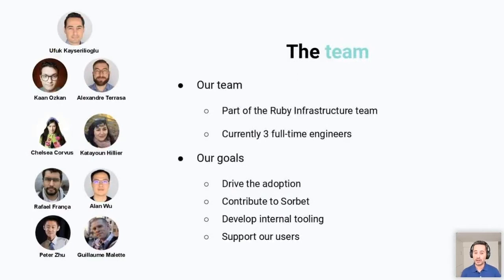Our team currently is a 3-person team. It consists of 3 full-time engineers, and we're a part of the Ruby infrastructure team. And various team members have contributed to our typing efforts. You can see their names and pictures there. Our goals as the typing team have been to drive the adoption, to contribute to Sorbet, to develop our internal tooling that we'll talk about, and to support the users within the company that depend on us to provide these services.